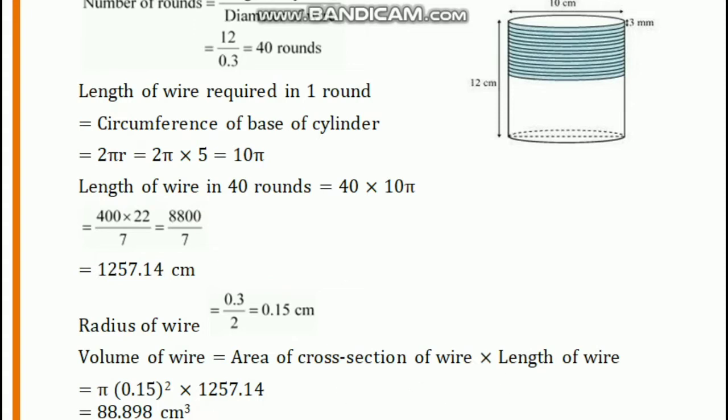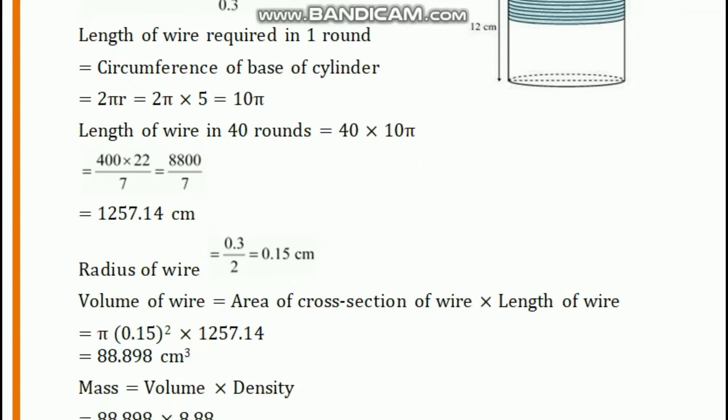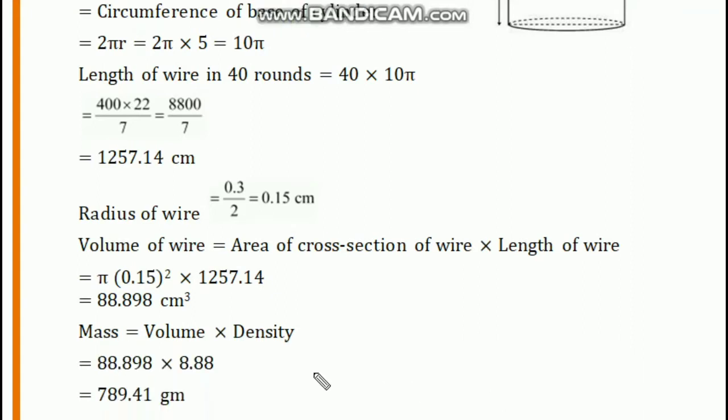Next we need to find out the mass. So mass equals volume into density. So the volume is 88.898 into density 8.88. If you multiply these two, we get the answer as 789.41 gram. So here we found the length of the wire and the mass of the wire.